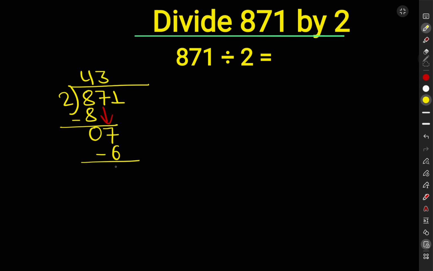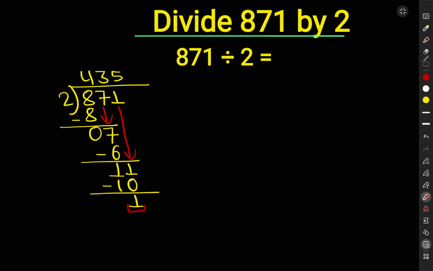On subtracting we get 1. So again we put down this 1 and it is 11. So 2 times 5 is 10. On subtracting we get 1.